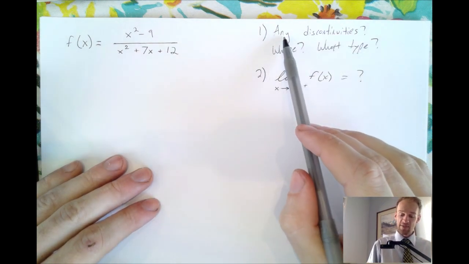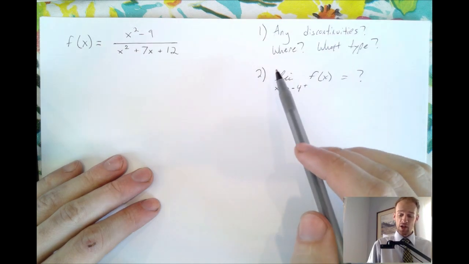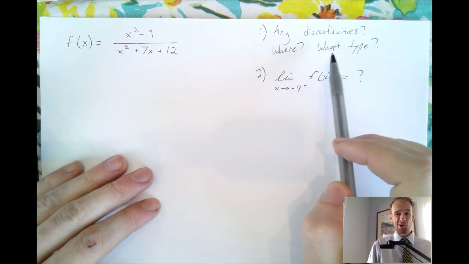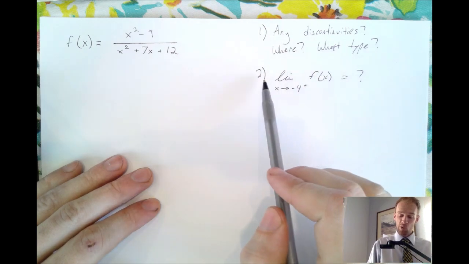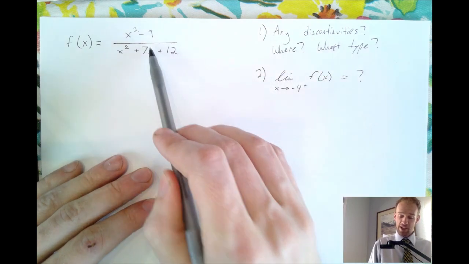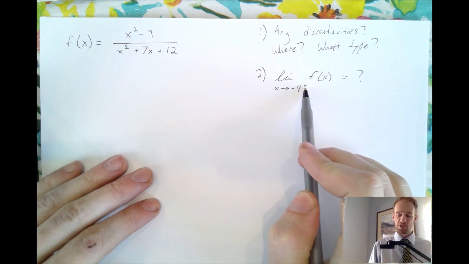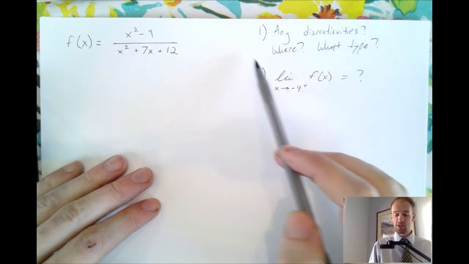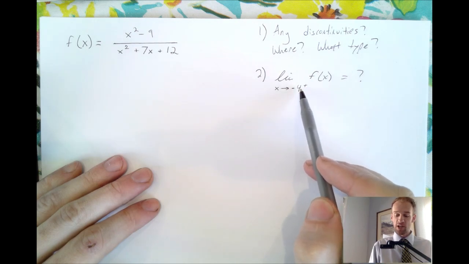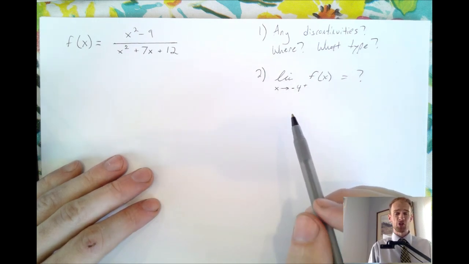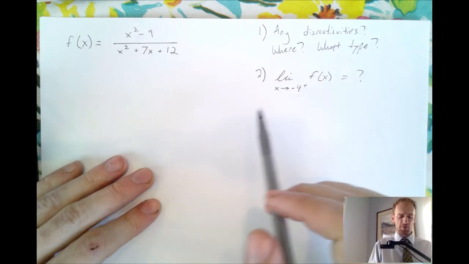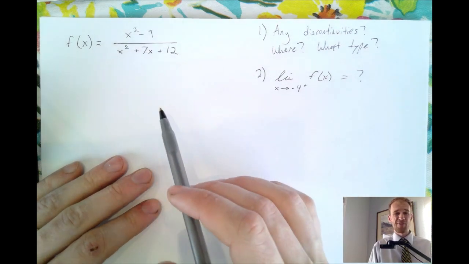We're going to answer two questions about this function. One, does it have any discontinuities, and where are they and what type are they? And number two, what is the limit of our function as x approaches -4 from the positive side? So we just have a question about discontinuities, and then we are going to evaluate a one-sided limit. And I'll show you how we can do that just by looking at this thing and factoring it.